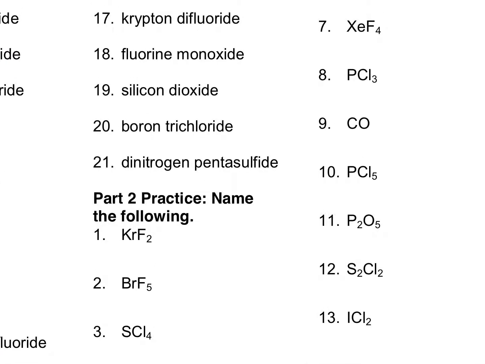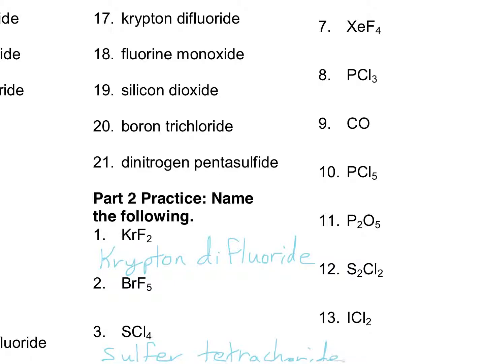Then to write the names: if I have KrF2, I don't put mono on the first one. So I just say krypton, di, fluoride. Change the end to "-ide". And for number 3, sulfur, tetra, chloride. Don't put mono on the first one.